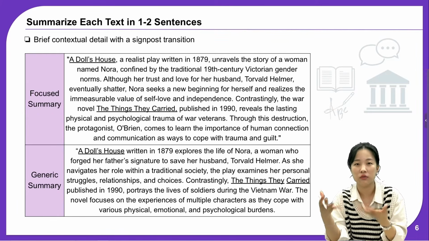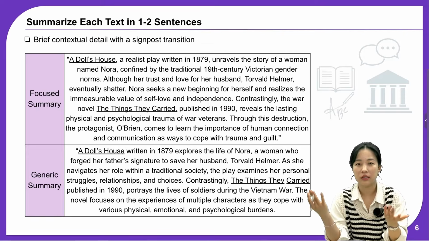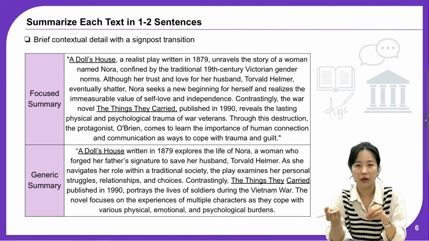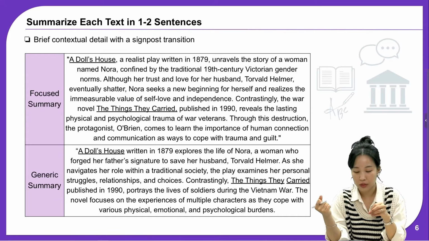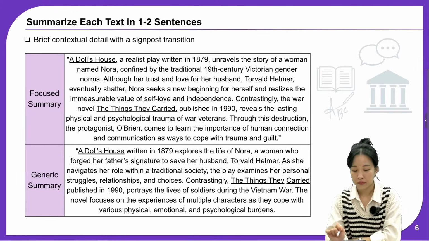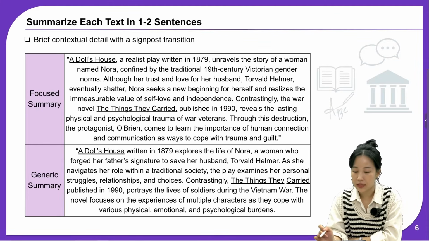So yes, I know some people prefer memorizing a short summary of the two texts. Although it's okay for you to do that, a stronger summary would be something that links directly to the prompt. And so a focused summary example is like the following, where it says, A Doll's House, a realist play written in 1879, unravels the story of a woman named Nora confined by the traditional 19th century Victorian gender norms.